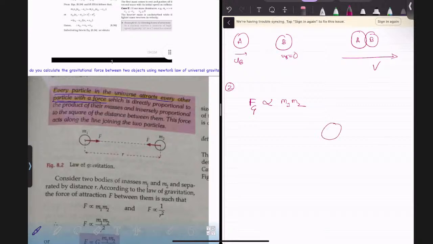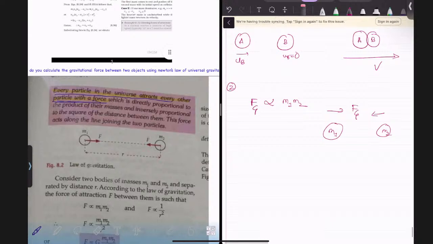If these are the two objects m1 and m2, and if Fg is the force of attraction between them, this force of gravitation will be directly proportional to the product of their masses. And if the distance between them is r, for example, the same Newton's law of gravitation says, Newton's law of gravitation says.